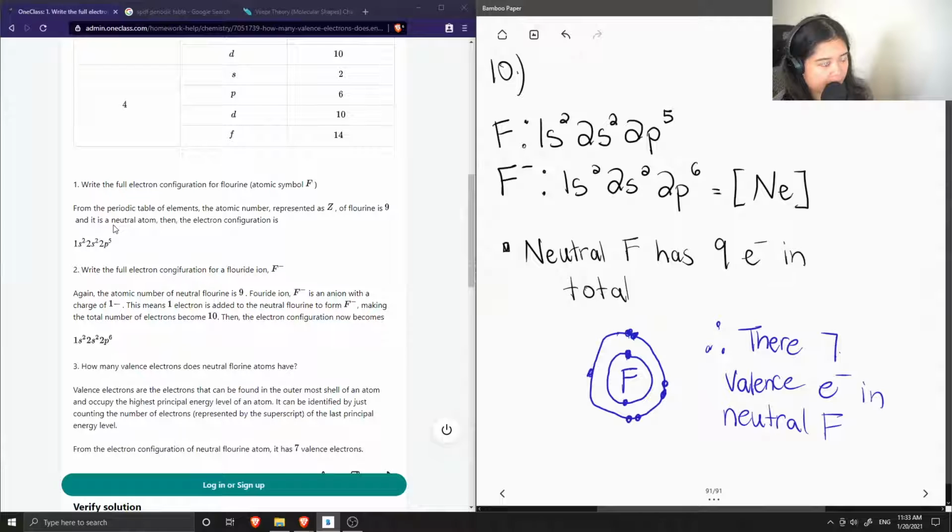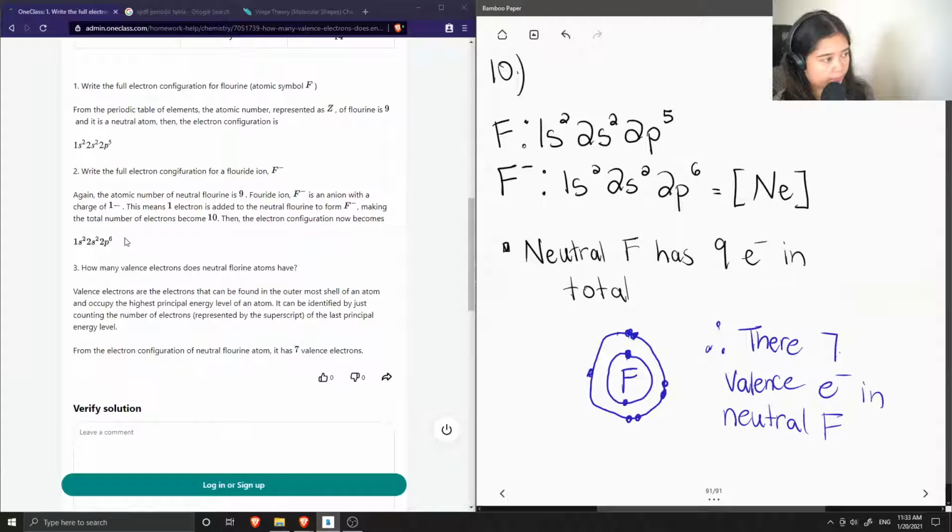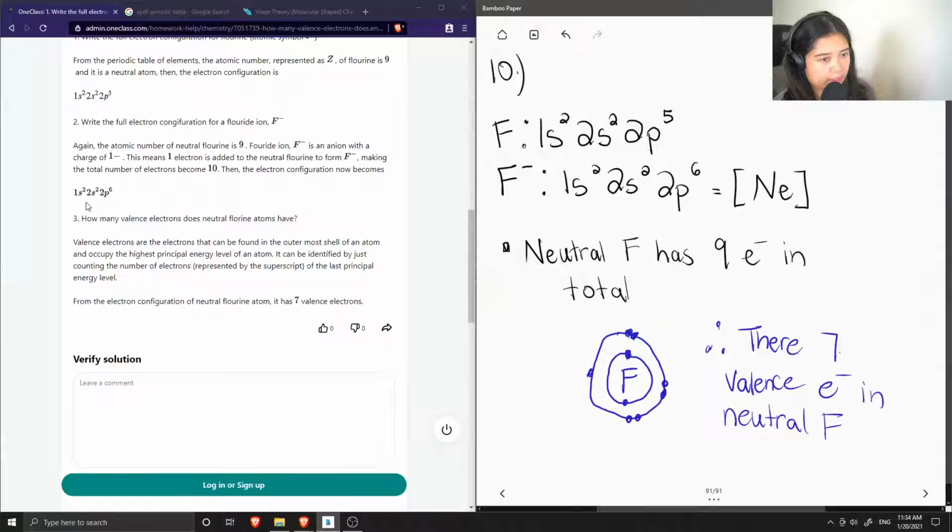So for part A, they got 1s2, 2s2, 2p5 for neutral fluorine. And when we have a fluoride ion, which has a -1 charge, 1 electron was added, and they got 1s2, 2s2, 2p6.